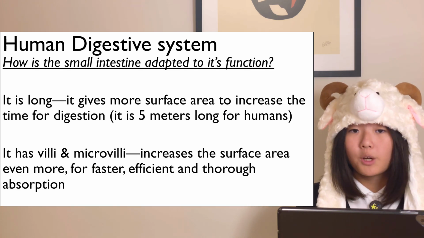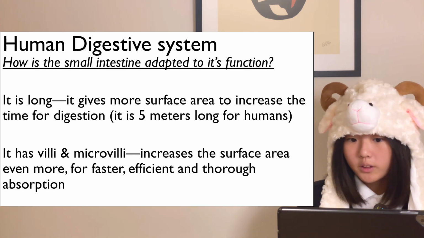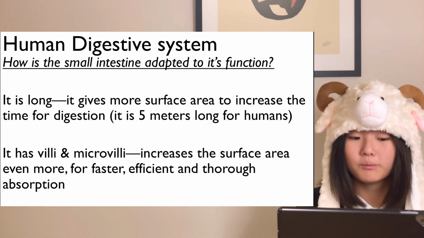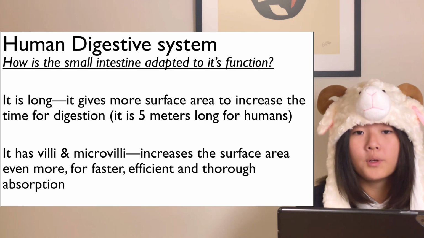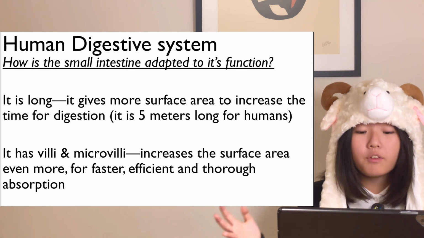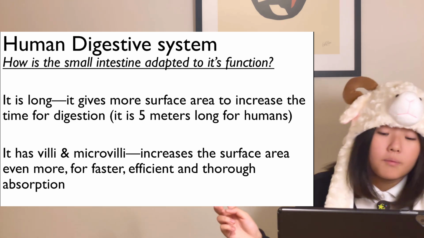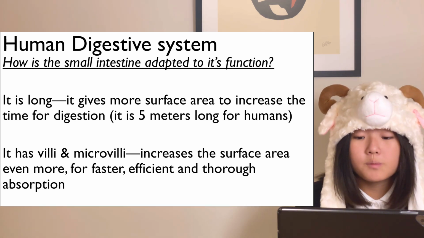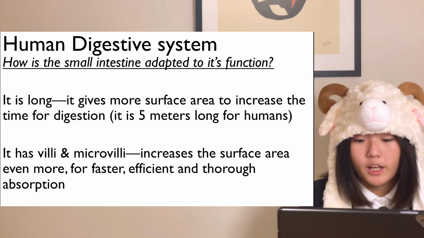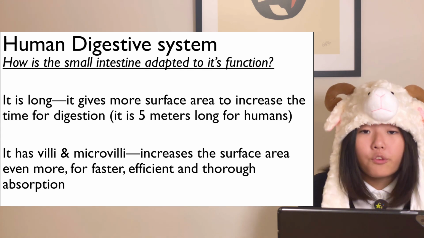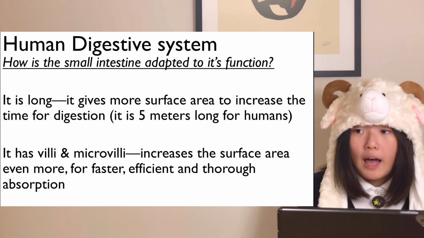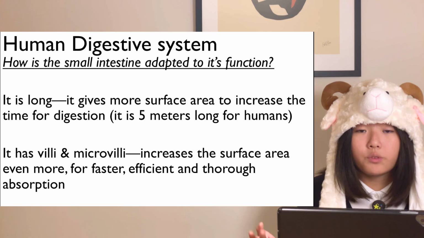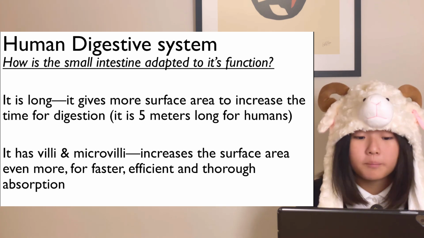Now, you might get this question in your exams. How was the small intestine adapted to its function? I'll give you 5 points that you can talk about. It is very long. So, since it is very long, it gives more surface area to increase the time for digestion. For humans, it's 5 meters long. That's about twice the size of the world's tallest human that ever lived.